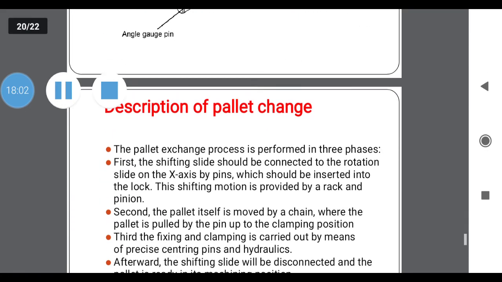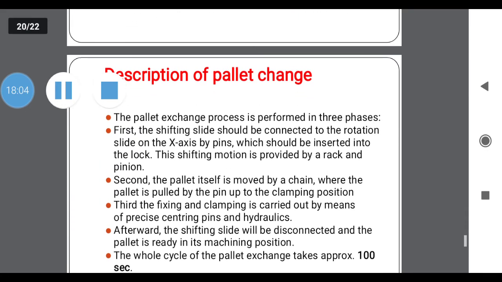Next, description of pallet changer. What is the physical description of a pallet changer? These are some physical descriptions. This consists of 3 stages. In the first stage, it consists of x-axis pins. That is the same as the x-y-z axis. The x-axis pins move by the rack and pinion.